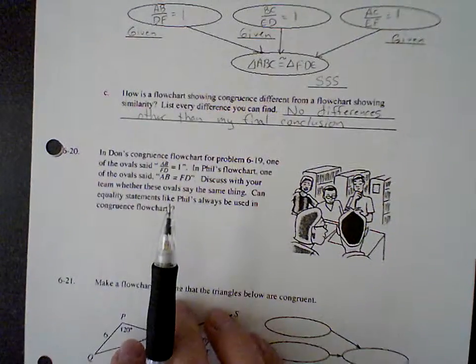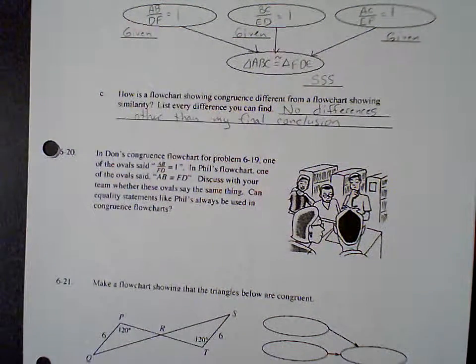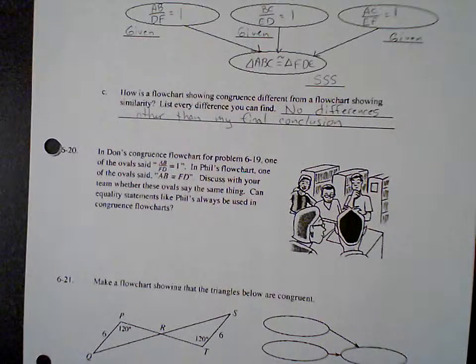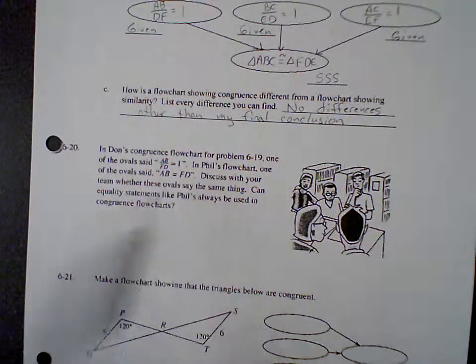Question 20, in Don's congruence flowchart for problem 19, one of the ovals said AB over FD equals 1, just like what we had. In Phil's flowchart, one of the ovals said AB equals FD. Discuss with your team whether these ovals say the same thing. Can equality statements like Phil's always be used in congruent flowcharts?